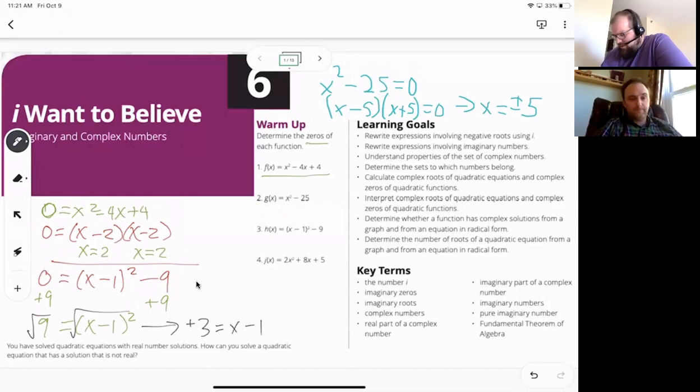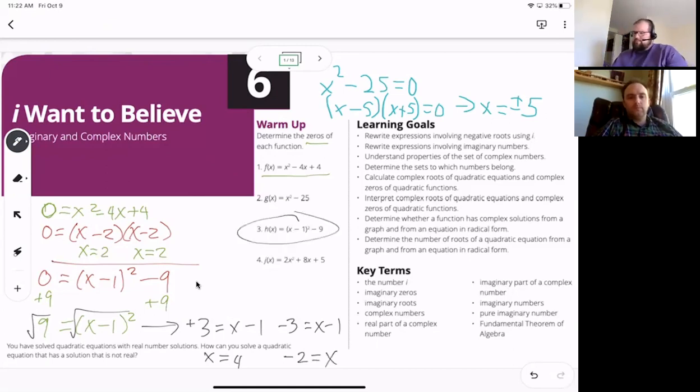And I'm kind of using the same idea for the next one that I'm working on, because I saw that I had something squared minus a number. So I got that something squared by itself and took a square root, and that's what I'm working on now. So I've got 3 is equal to x minus 1. That means that x equals 4. And I've got negative 3 equals x minus 1, which means that negative 2 is equal to x. So that would be for this lovely friend there.